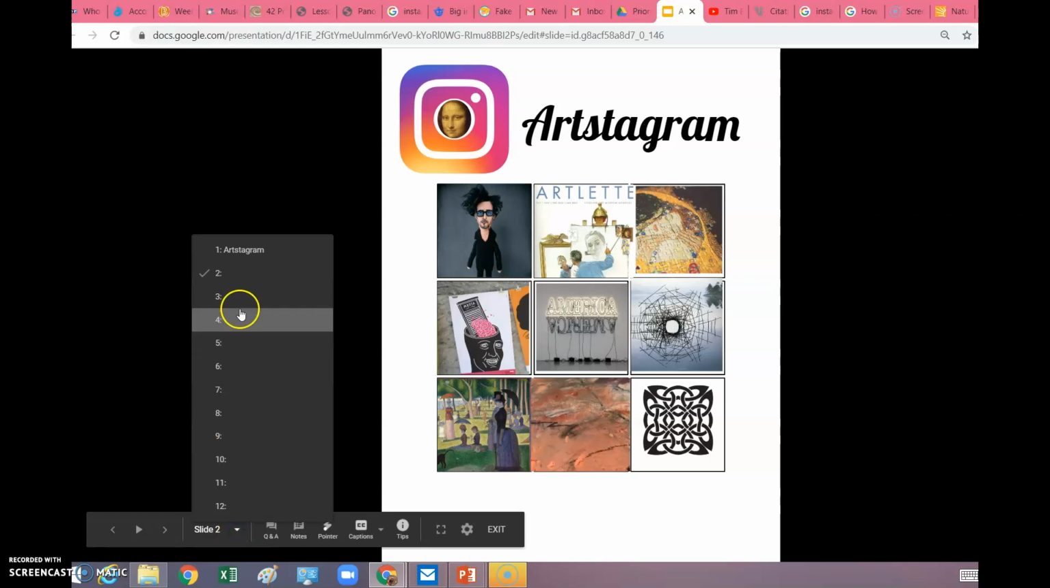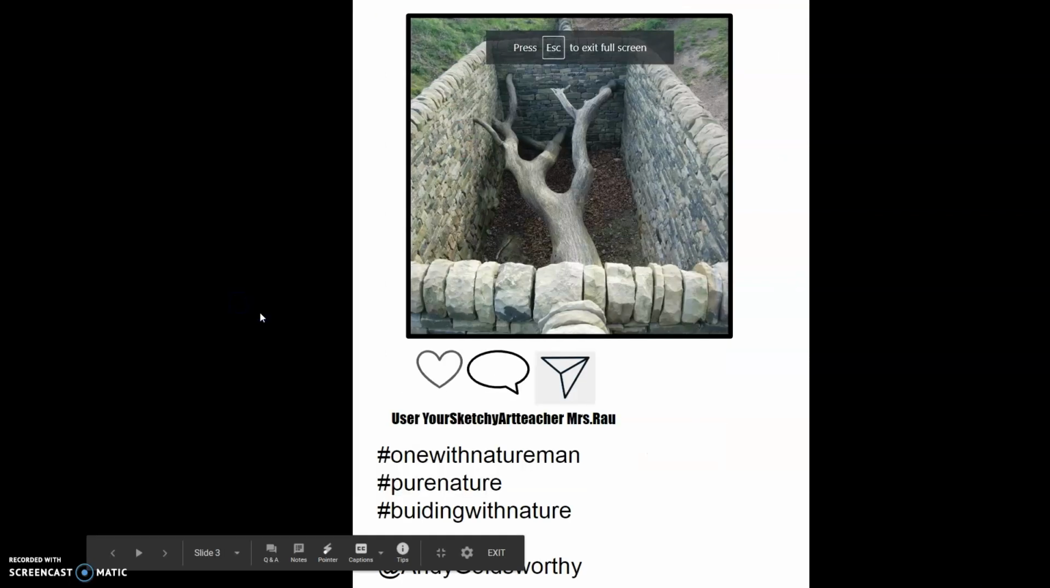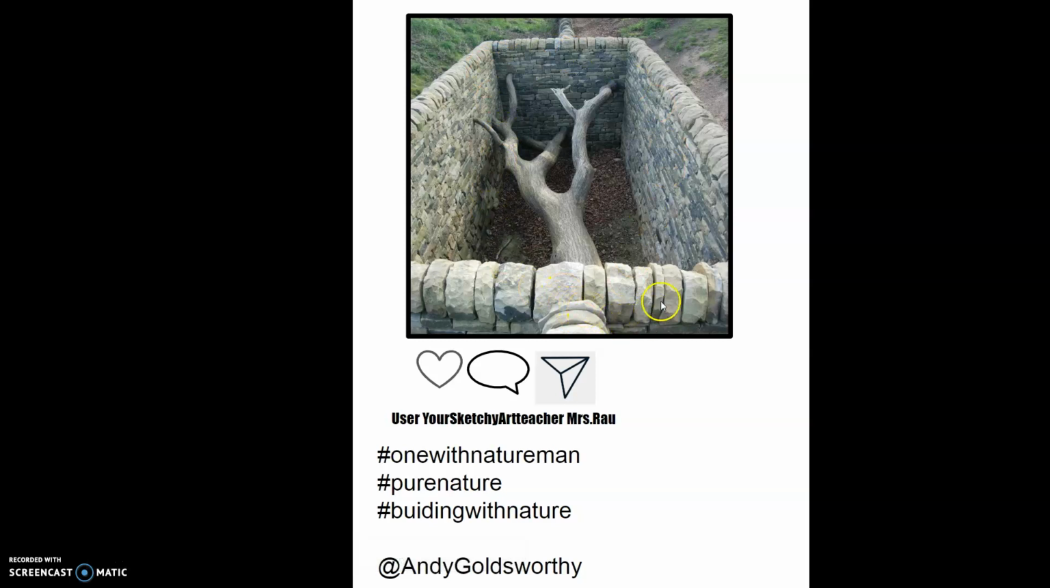And the next one, now what I'd like you to do is to make your own Artstagram about the artwork of your choice. So what we have here is one by Andy Goldsworthy. I have one of the images that I really like from his artwork, and I'd like you to do a Google search and really look at one that maybe you haven't seen before. One that you find very interesting.